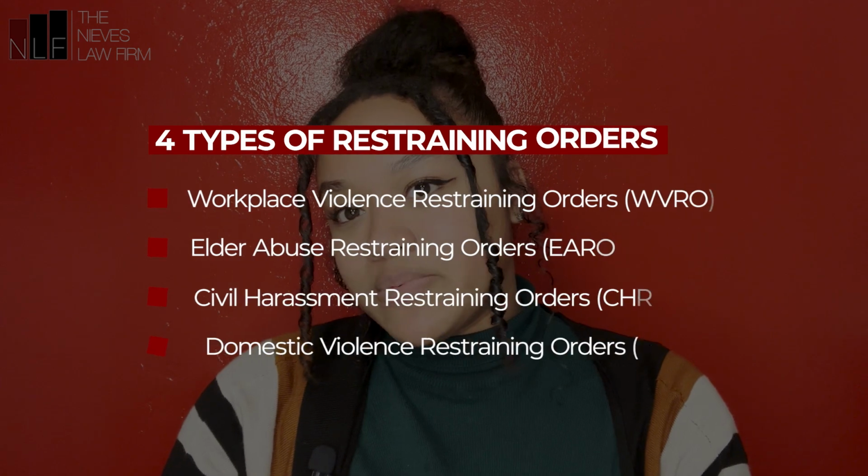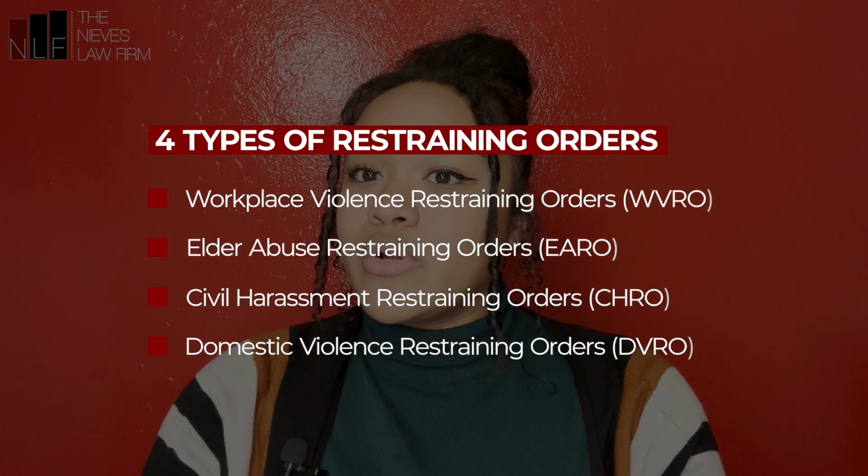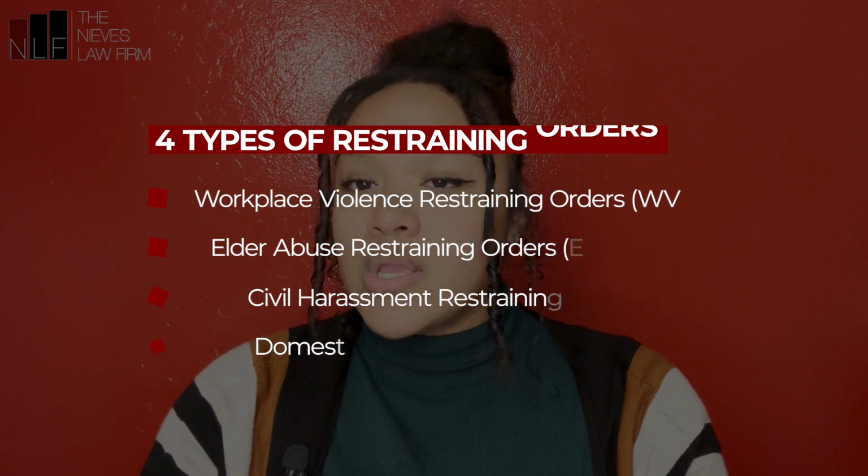There are 4 restraining orders in the state of California. There are workplace violence protection orders, elder abuse restraining orders, civil harassment restraining orders, and domestic violence restraining orders. The most common restraining orders are going to be civil harassment restraining orders and domestic violence restraining orders.